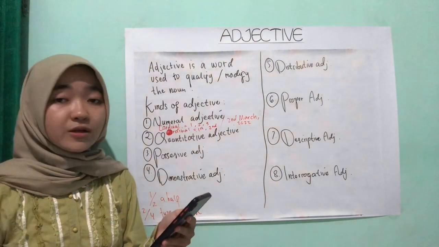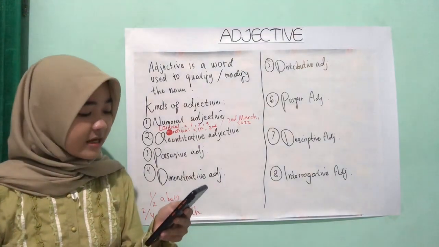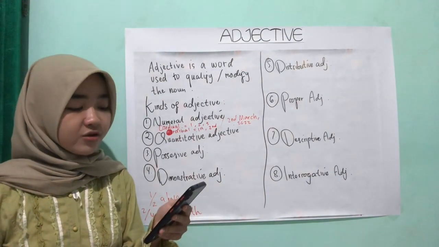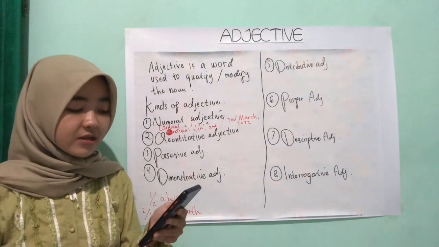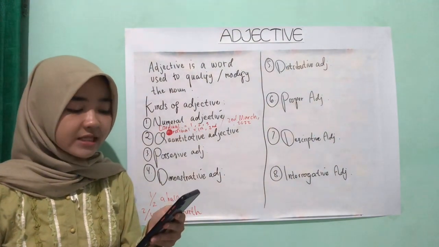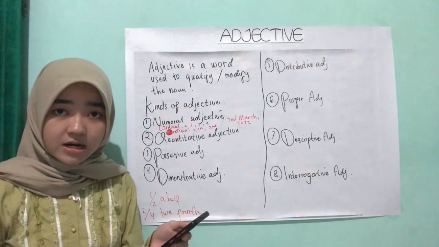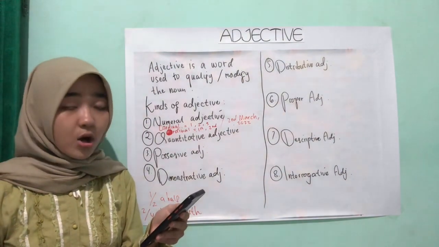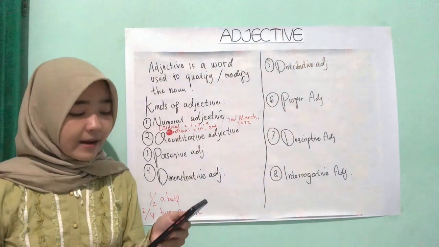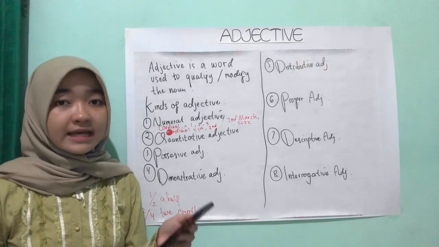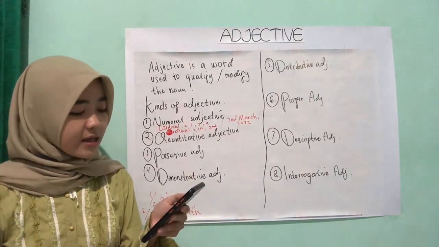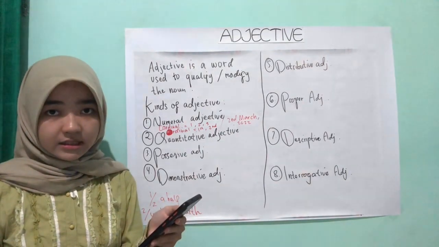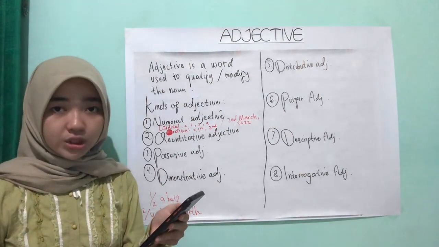And the second type of numeral adjective is indefinite numeral adjective. It is used to show the amounts of things which have no certain number. The words are all, enough, many, some, several, etc. For example, all girls, several books.